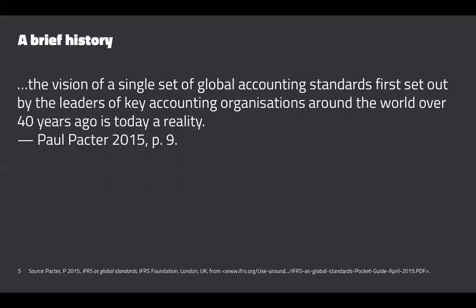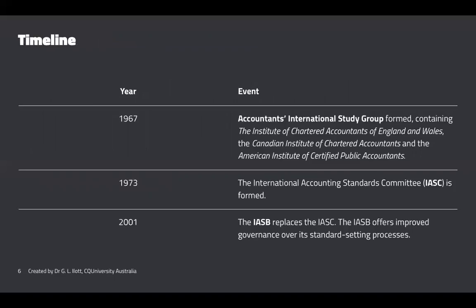And so a brief history, as you can see by this statement, it all really started 40 years ago. So 1967, actually, that's 50 years ago, we had the Accountants International Study Group formed. And you might like to note there that that includes the American Institute of Certified Public Accountants. So the Americans were there right at the start, but they're not as committed now, as we shall see. 1973, the International Accounting Standards Committee, which is the forerunner of the IASB. And in 2001, the IASB replaced the IASC, and the main difference is that the IASB has much stronger governance procedures and levels.